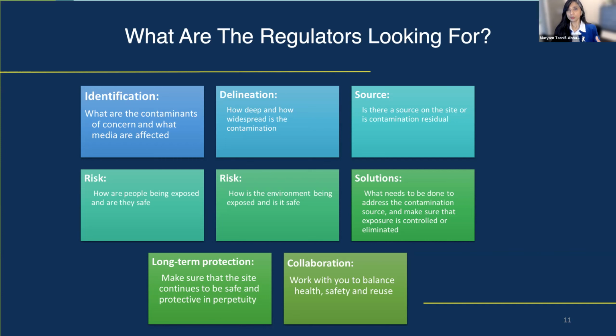So here's what we're looking for. We first want to identify the contaminants of concern and what media are affected. So we generally start out based on the early assessment, maybe before we even have sampling, with a list of chemicals of potential concern. And as we go through the investigation process, those chemicals of potential concern turn into chemicals of concern because those are the ones that we want to chase and learn more about.